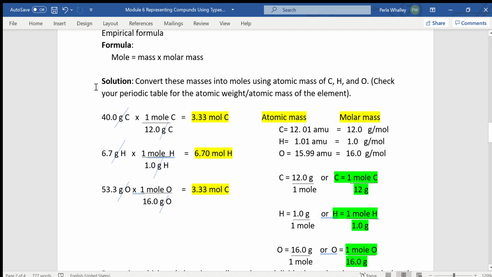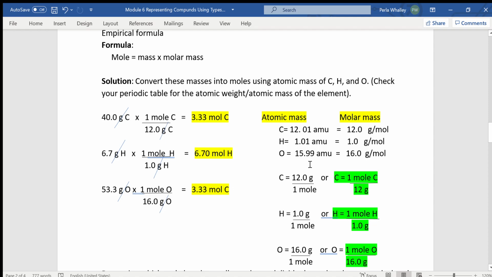Solution. Convert these masses into mole using atomic mass of carbon, hydrogen, and oxygen. Check your periodic table for the atomic weight or atomic mass of the element. Now, the atomic mass from the periodic table is: carbon is equal to 12.01 AMU. Hydrogen is equal to 1.01 AMU. And oxygen is equal to 15.99 AMU. AMU is atomic mass unit.